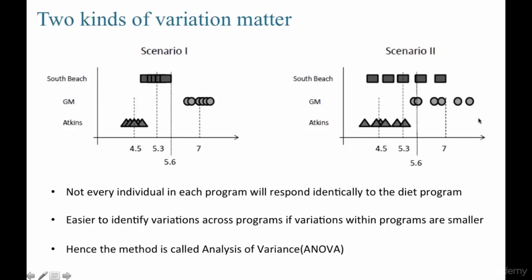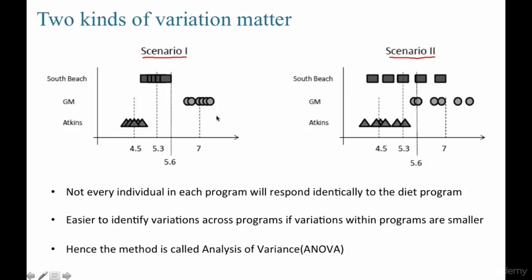Look at this. So you have scenario 1 and you have scenario 2. In both of these, the average weight loss of each diet program is the same, and the grand average is also 5.6. In scenario 1, the variation in the weight loss of participants assigned to Atkins diet program is less in comparison to scenario 2. Variation less is always a good scenario. I will tell you why. All right.